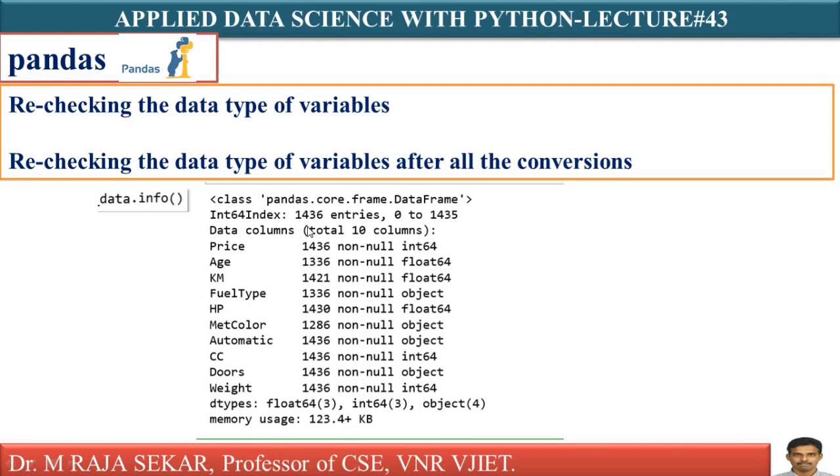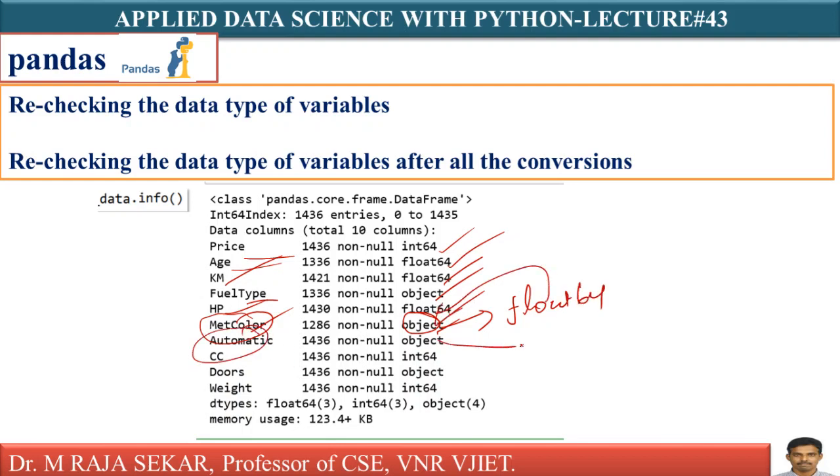What does it mean? Now we will check. How can I check? Same story, data.info(). Price is integer, okay. Age is float. Kilometer is float. Fuel type is object. Fuel type we are proceeding as it is, isn't it? HP previously float64. Met color is object. This metallic color, previously met color is float64, isn't it? Now it is changed. Float64 to object.